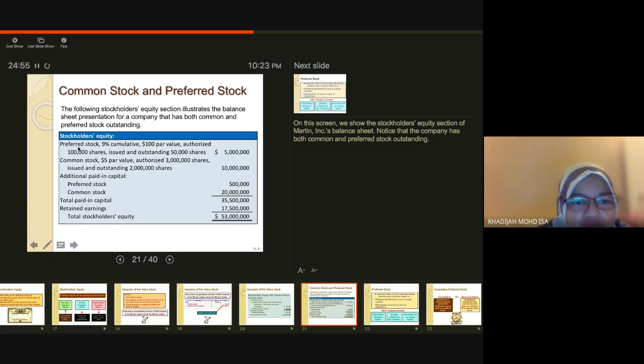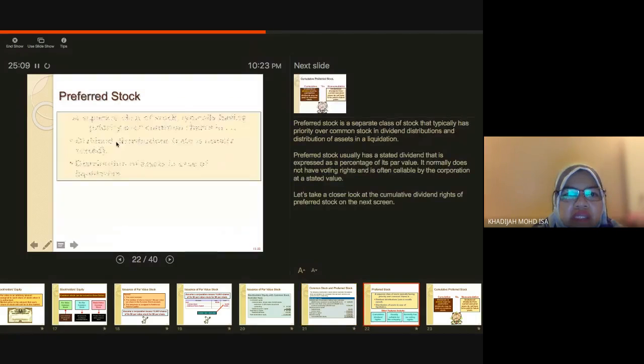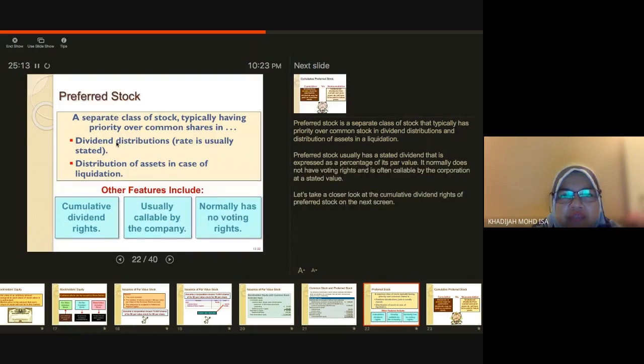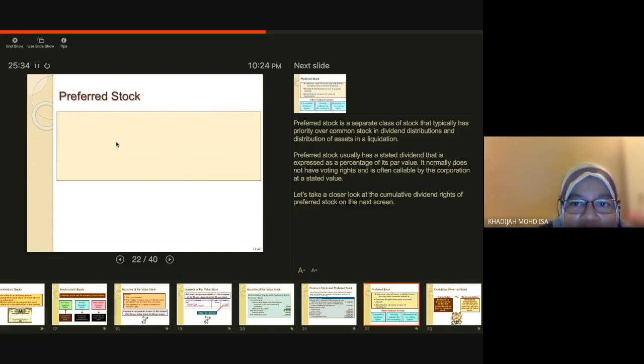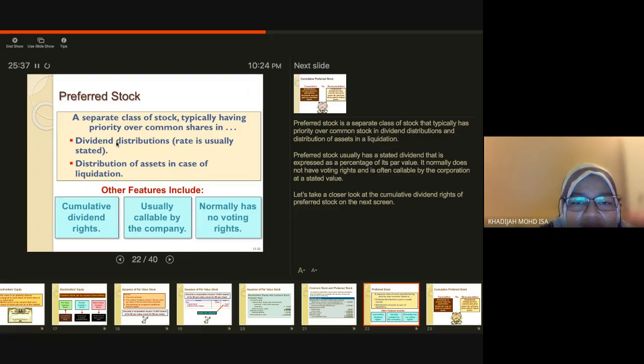Right? What's the difference between preferred stock and common stock? Preferred stock will have this percentage, 9%. Alright, apa maksud preferred stock? Preferred stock is a separate class of stock, having priority over common shares in terms of dividend distribution. So maknanya bila you preferred stock, preference lah. So bila company nak bayar dividend, company will pay dividend to preferred stock first at the stated rate. So just now we see that the rate is 9%. So company will have to pay 9% to their preferred stock. The dividend is 9% of the shares issued.